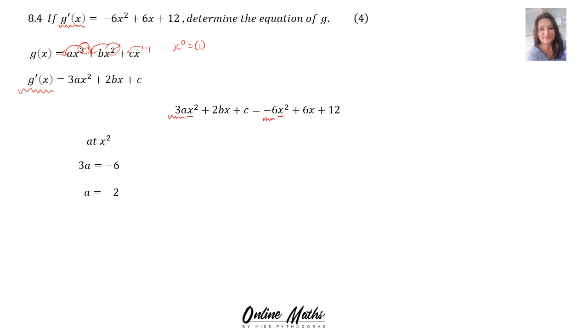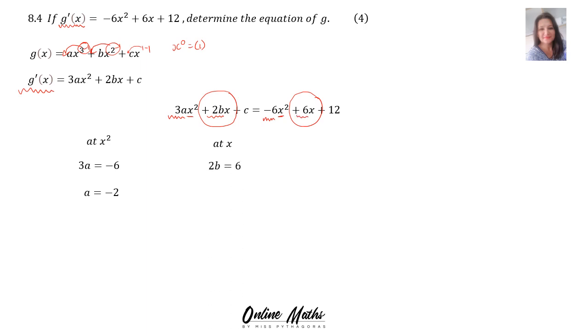Then you zoom in on the x term, and you're going to say: at x, in front of x, the coefficient is 2b, and in front of x, the coefficient is 6.